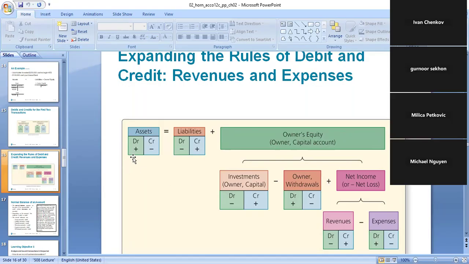On the asset, everything on the debit side is going to increase the asset. Everything on the credit side is going to decrease the asset. On the liability, everything on the credit side is going to increase the liability because we have to pay it. Every time we pay it, on the debit side, it's going to decrease it. Now the owner's capital. Every time the owner invests money in the company, his capital is going to increase. Every time the owner withdraws money from the company, his capital is going to decrease.